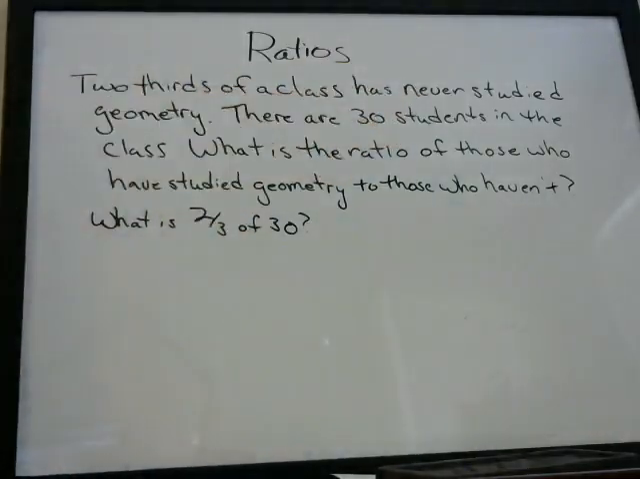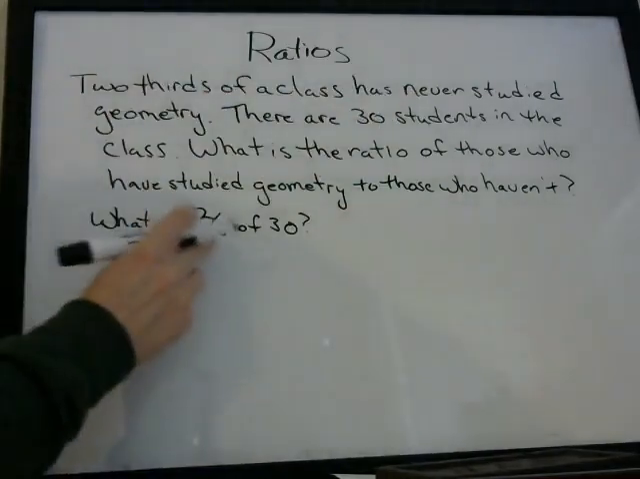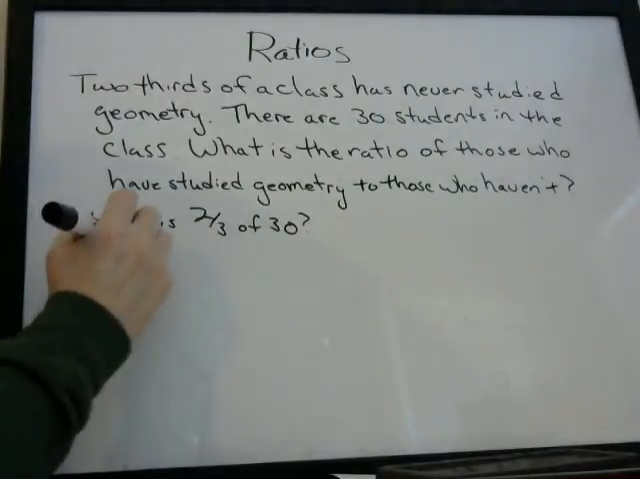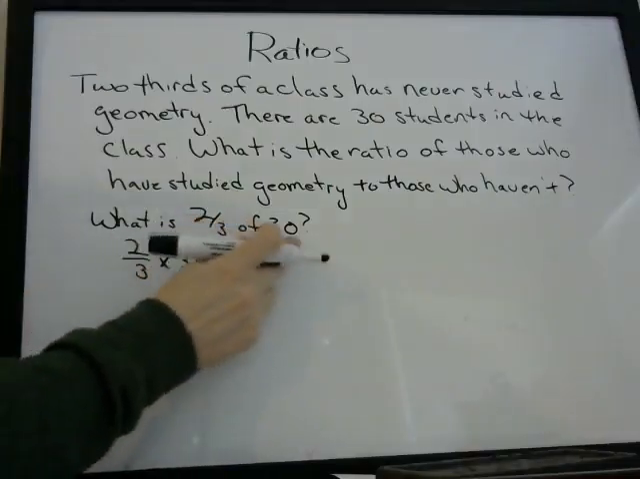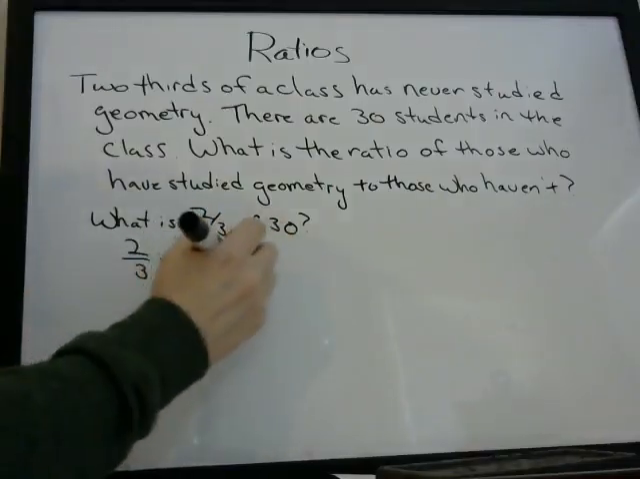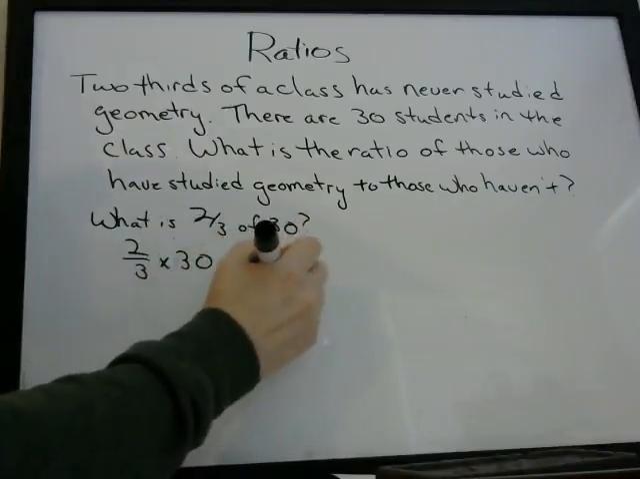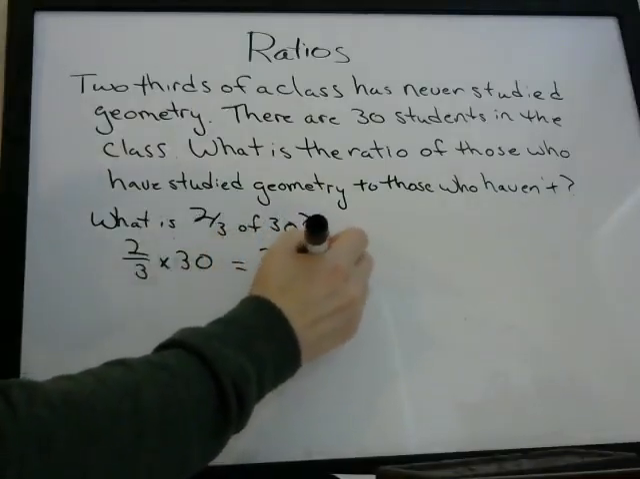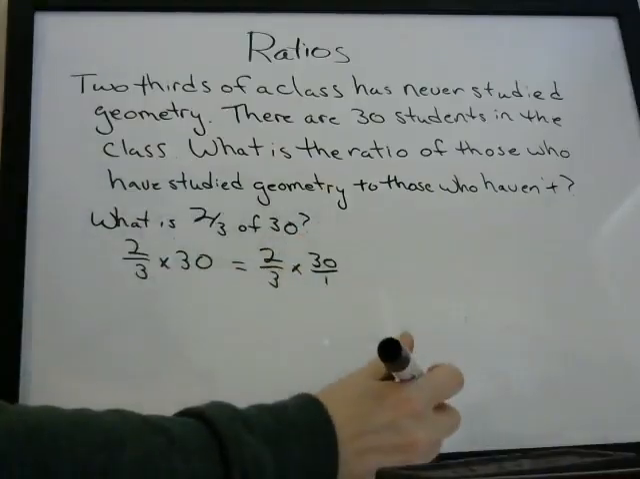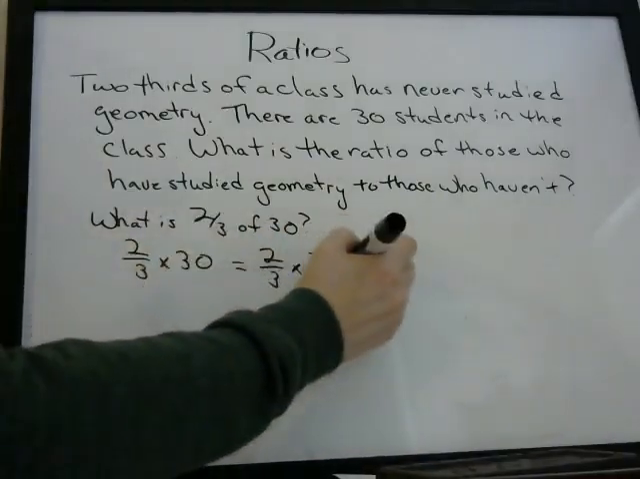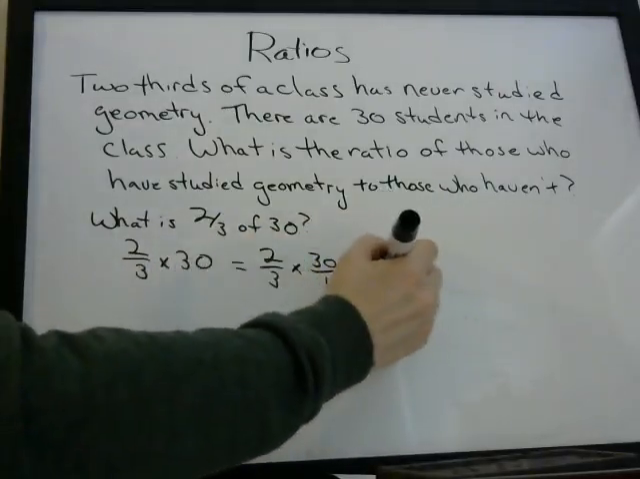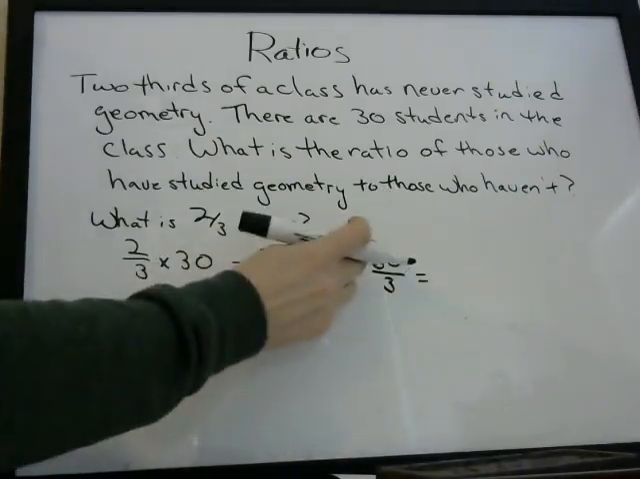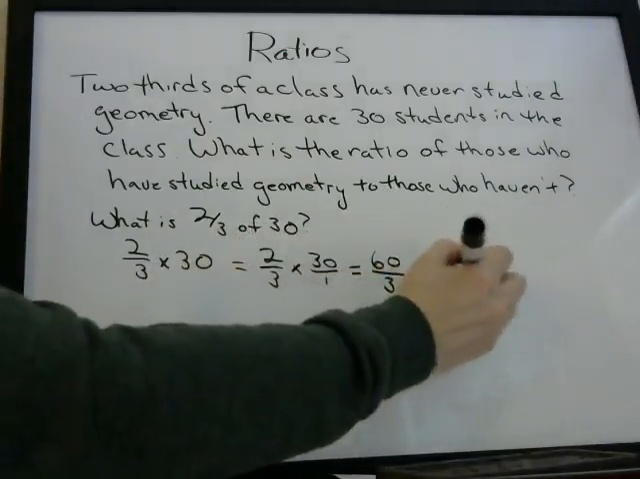2/3 of the 30 students have never studied. So what's 2/3 of 30? So you should know how to do this. Of means times. So 2/3 times 30. If you don't know how to multiply fractions, you need to watch the video under the videos tabs on multiplying fractions. We're going to make that 30 over 1. 2 times 30 is 60. 3 times 1 is 3. Then we're going to do the division. 60 divided by 3 is 20.